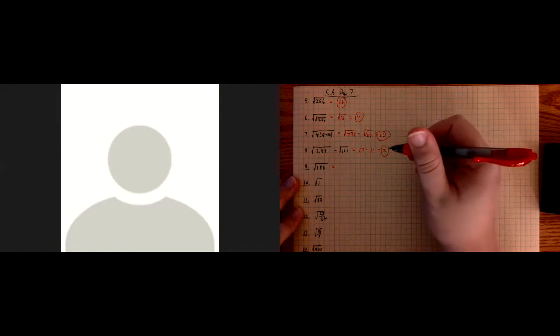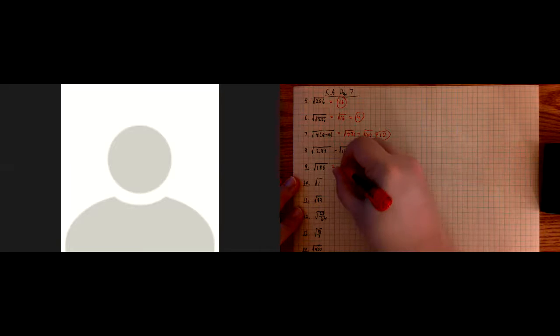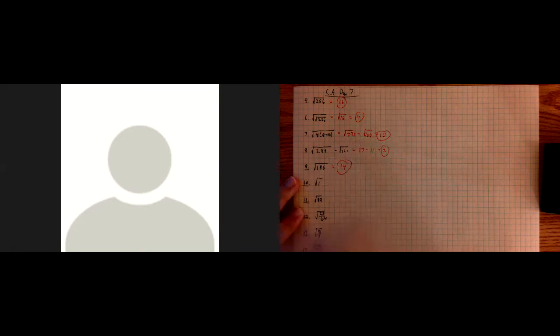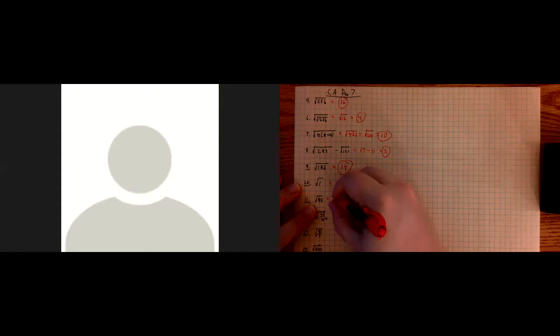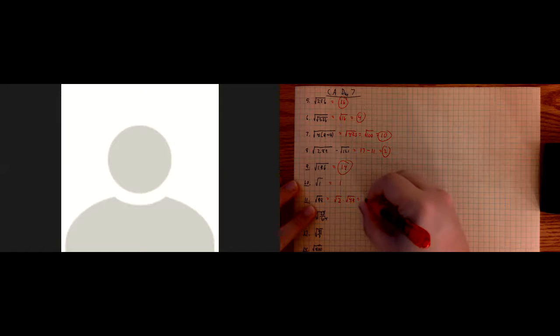Square root of 196 should be 14. I always have to check that one. Square root of 1 is, of course, 1. Square root of 98 we did in class, but it is actually 2 times 49, which is 7 radical 2.